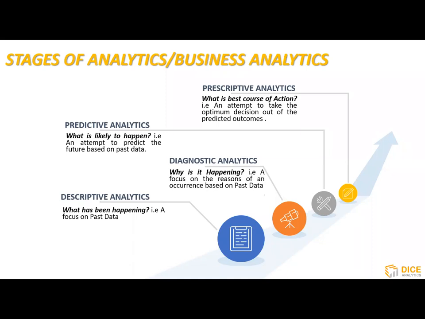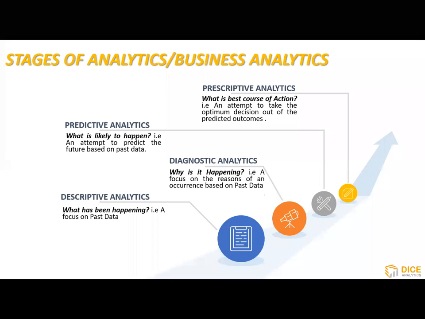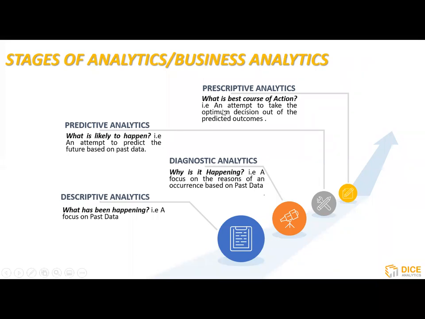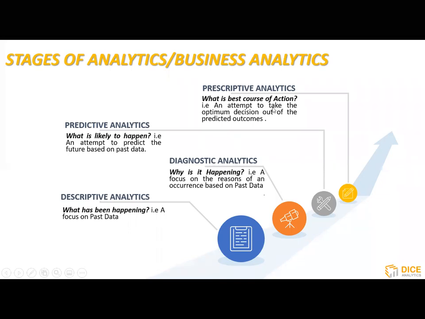Based on your predicted outcomes, when you try to prescribe or come up with the most optimum solution, a way or an action, that is prescriptive analytics, which is the fourth item in this value chain. In prescriptive analytics, you attempt to take the optimum decision out of the predicted outcomes. You're not crunching any numbers. You're looking at the outcomes of your predicted model or multiple models, and you're trying to prescribe the best course of action for you to get out of any situation that you're facing.